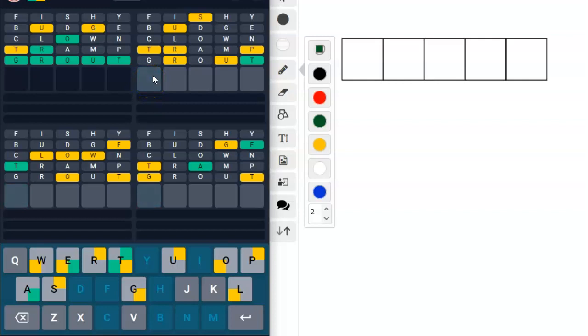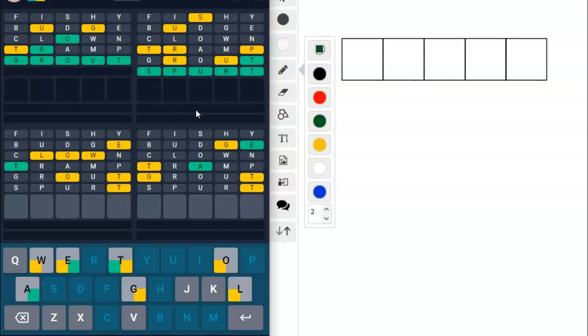What in the world? There's no spurt. There's no O. S-P-U-R-T. S could go here. P could go here. U could go here. R could go here. And we know the T goes there. I don't know what else could be. There it is. All right.